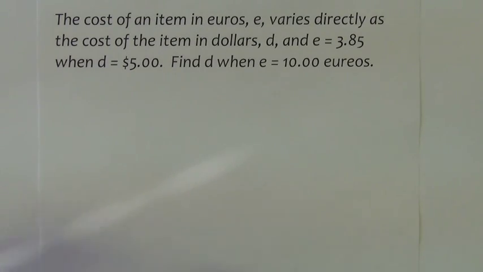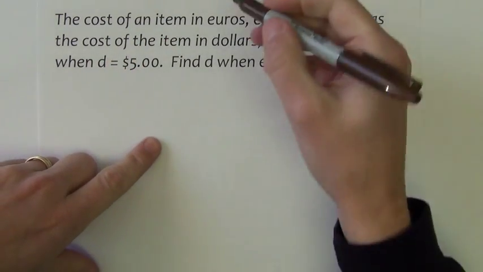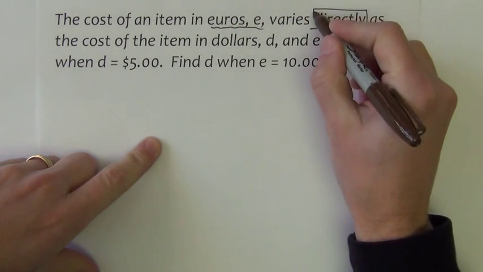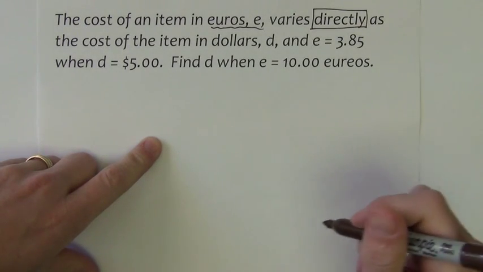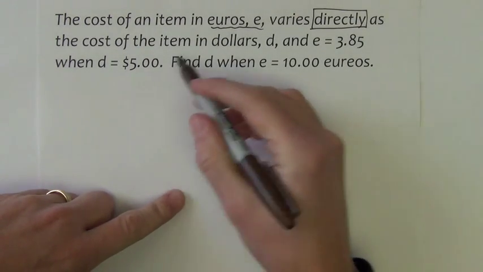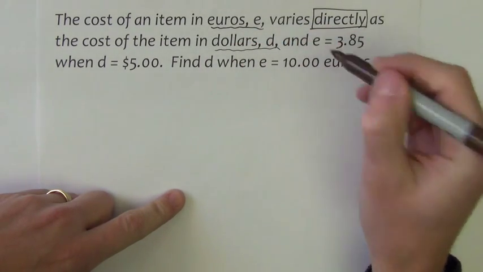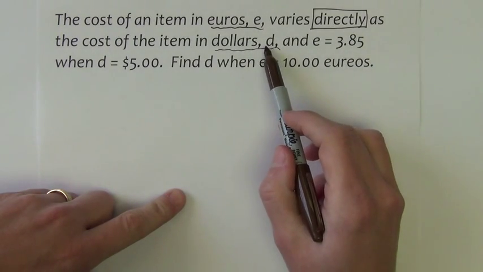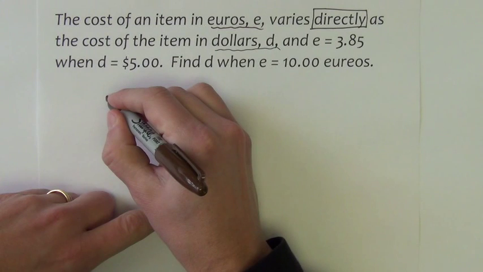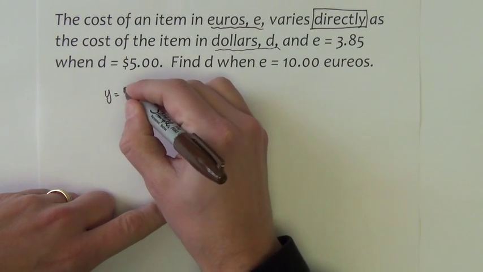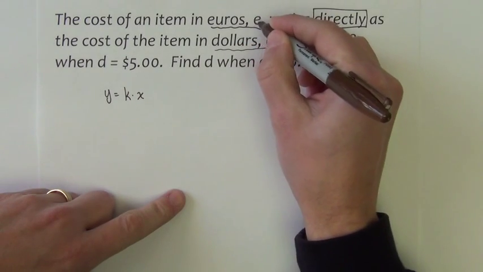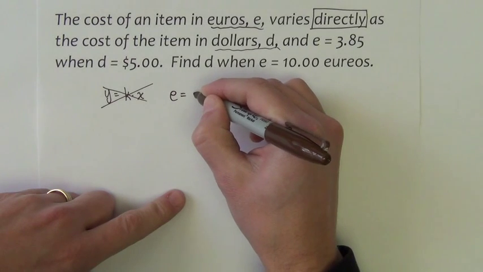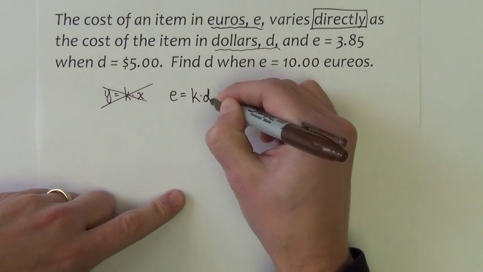This next example on direct variation says the cost of an item in euros, E, varies directly as the cost of the item in dollars, D. Again, you see within the text of the problem it's going to tell you how it varies. It's like saying y varies directly as x, just like in the last problem. So we can set up a model that says instead of y equals constant times x, we'll use the variables here and go with E varies directly as D.